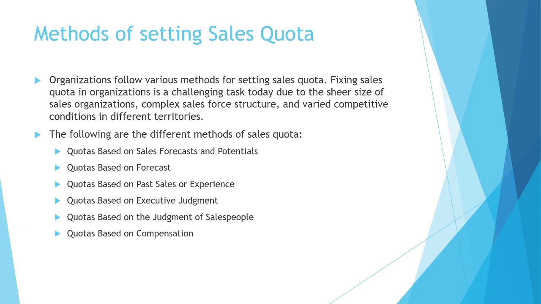Here are the few methods of setting sales quota. Organizations follow various methods for setting sales quota. Fixing sales quota in organization is a challenging task due to the sheer size of the sales organizations. Here are the different methods of sales quota. Quotas based on sales forecast and potentials, based on forecast, based on past sales or experience, based on executive judgment, based on the judgment of salesperson, and based on compensation.